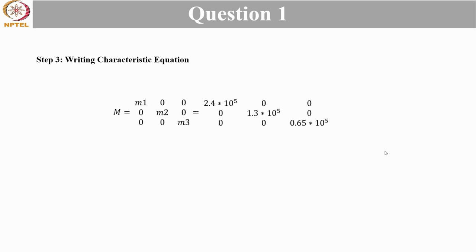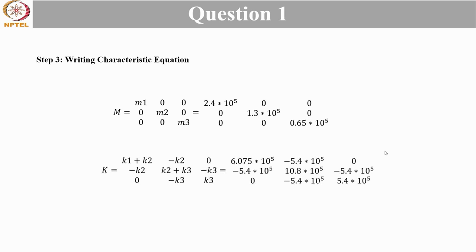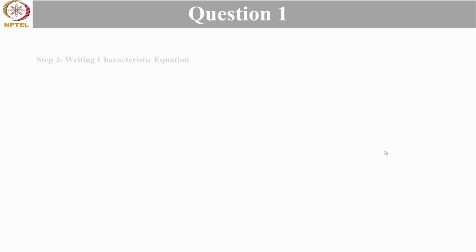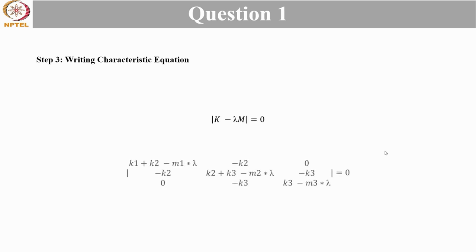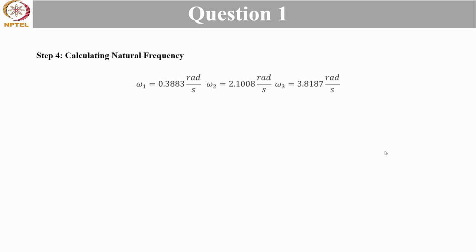Once we obtain the mass and the stiffness coefficient, we can write the characteristic equation. We can define the mass matrix and the stiffness matrix, and from them we will solve the characteristic equation to get the eigenvalues and eigenvector. Okay, so now we'll see in MATLAB how we get the eigenvalues and eigenvector.